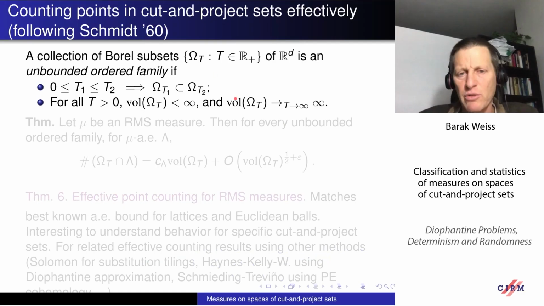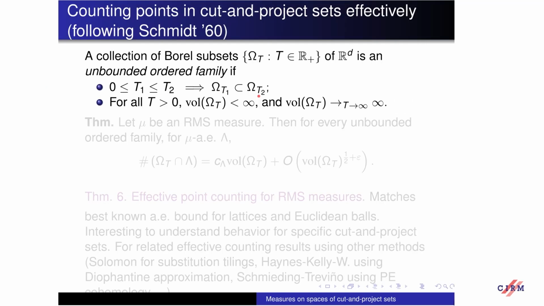So what did Schmidt do for lattices? You start with any collection of sets, which we call an unbounded ordered family. What this means is the sets are parameterized by positive real numbers, and if you have T1 less than T2, then the corresponding sets are contained in each other. An example to think about is just a growing collection of Euclidean balls. But this could be a much more complicated example.